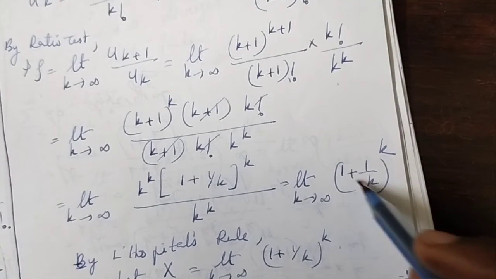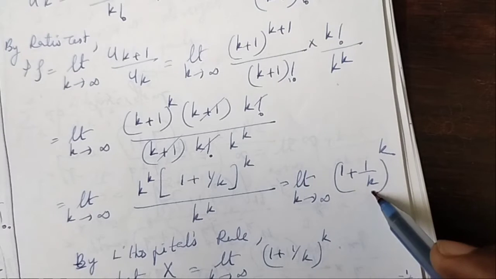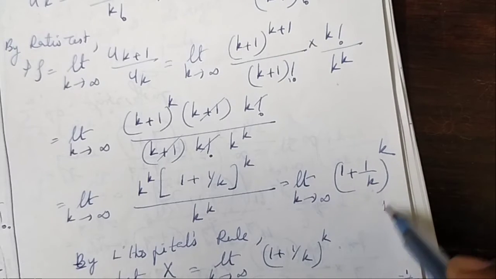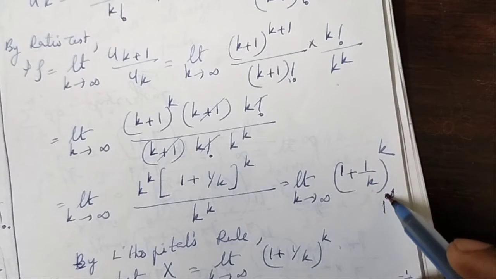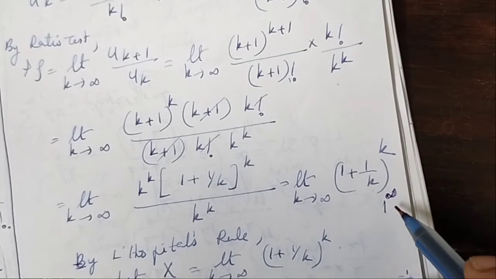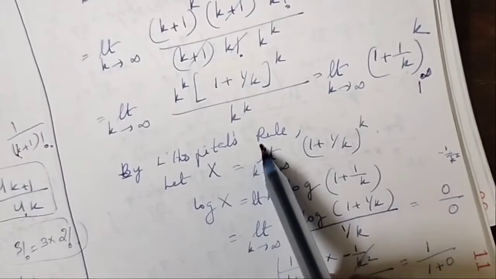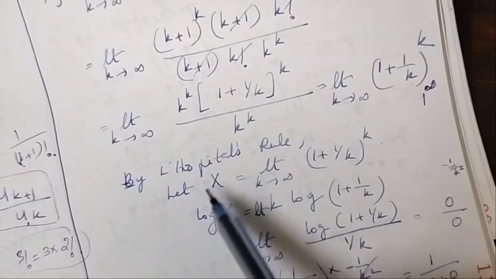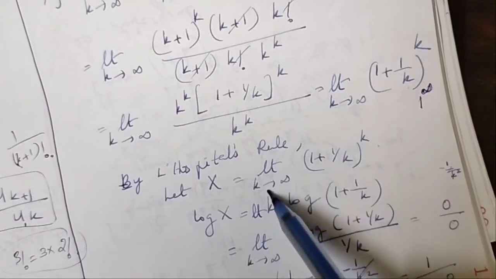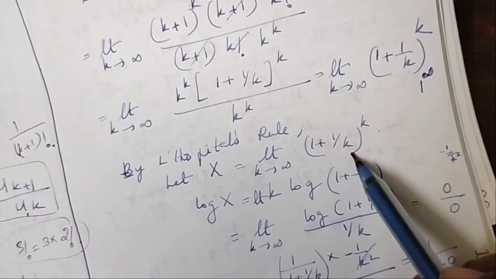So if k is infinity, 1 by infinity is 0. So 1 raised to infinity. 1 raised to infinity is an indeterminate form. It is not equal to 1. Okay. So we have to find the limit by using L'Hospital's rule. So for that, let x be this term, the unknown, limit k tends to infinity 1 plus 1 by k the whole raised to k.